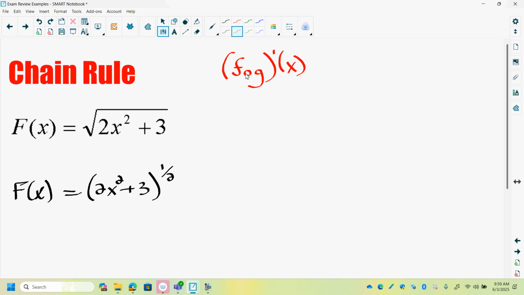Notice the open dot doesn't mean F times G. It's not the product rule. It means F composed with G. And remember this rule. It's F prime G at X, or the derivative of the outer function, multiplied by what? Who remembers? The derivative of the inner function, G prime X. That's what the chain rule looks like.